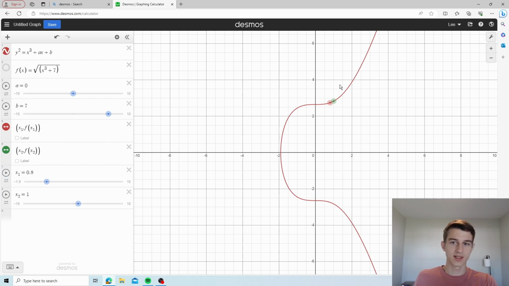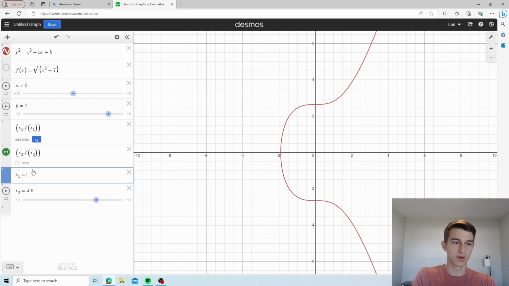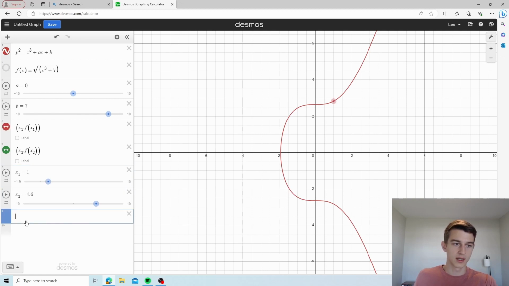Okay, so I'm going to set one of these points equal to a fixed value. So let's just keep x1 at x equals 1 here. And our goal is now to develop another intersection line between these so that we can see how this always intersects the elliptic curve at one other point. So we're just going to simply use point slope form for this.